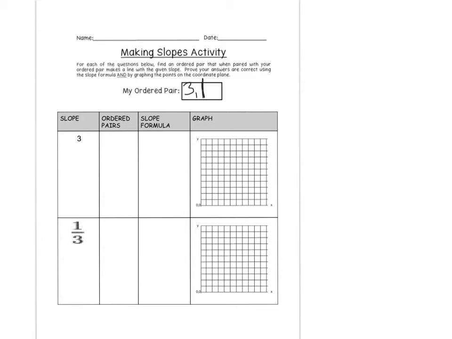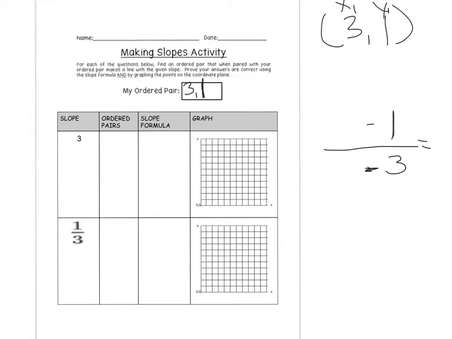So I have my first pair, which is 3, 1. That's what I'm given. And I'm going to call this x sub 1 and y sub 1. Now from here, I'm going to try to find different ways to make the slope 3. So if this is my x sub 1, I know that slope is the change in y over the change in x. So I'm going to go ahead and put my 3 on the bottom because it's x sub 1, and then I'm going to put my y on the top.